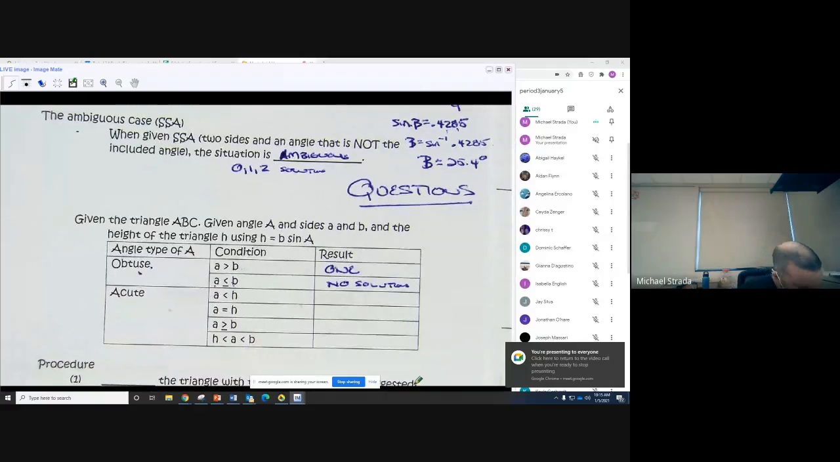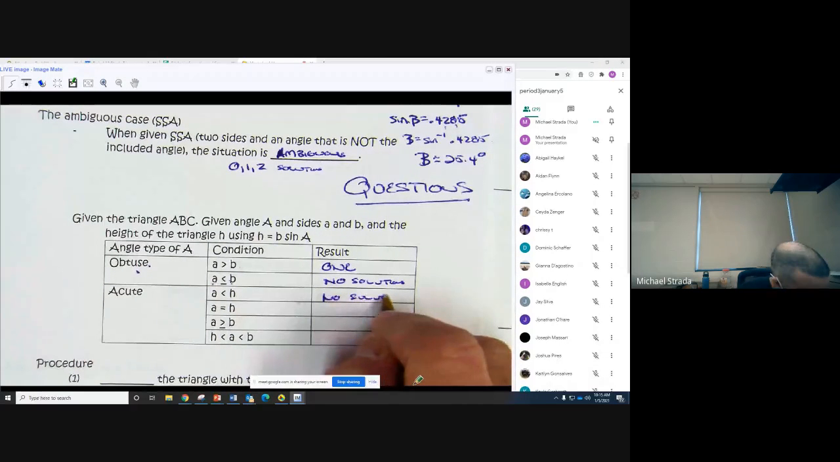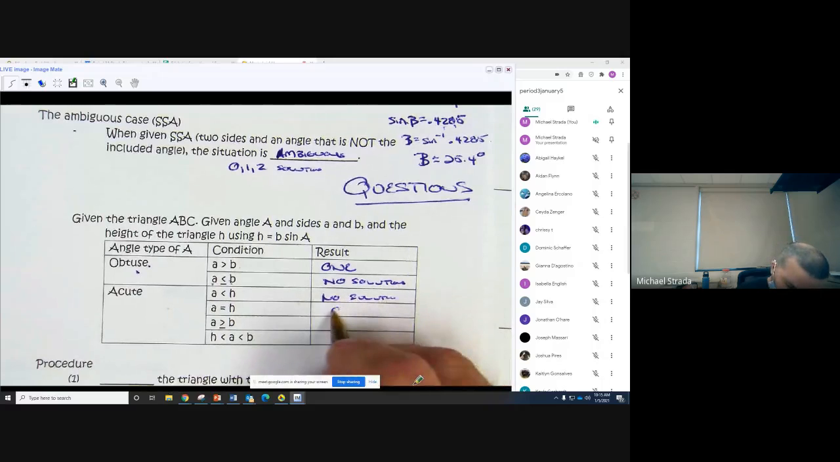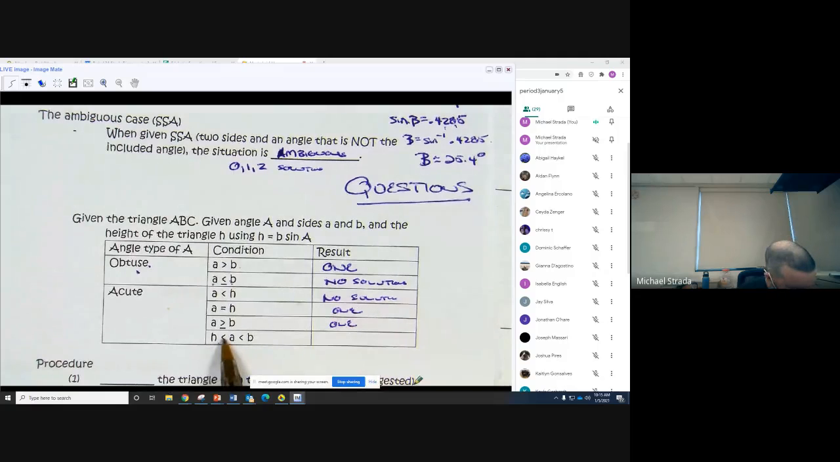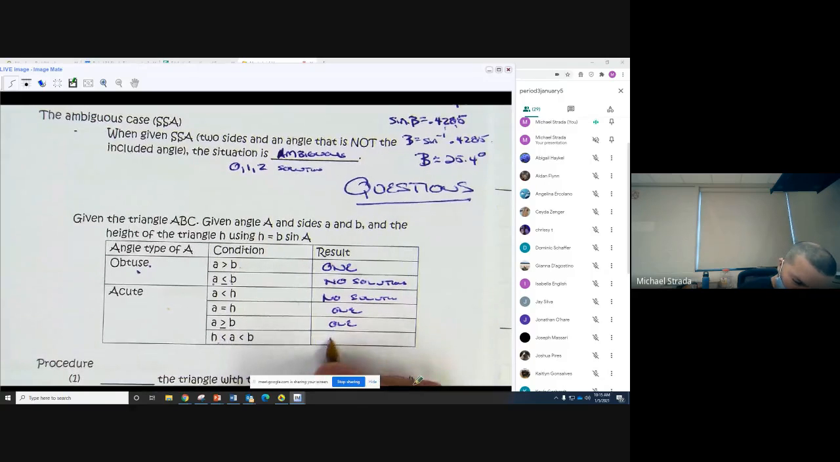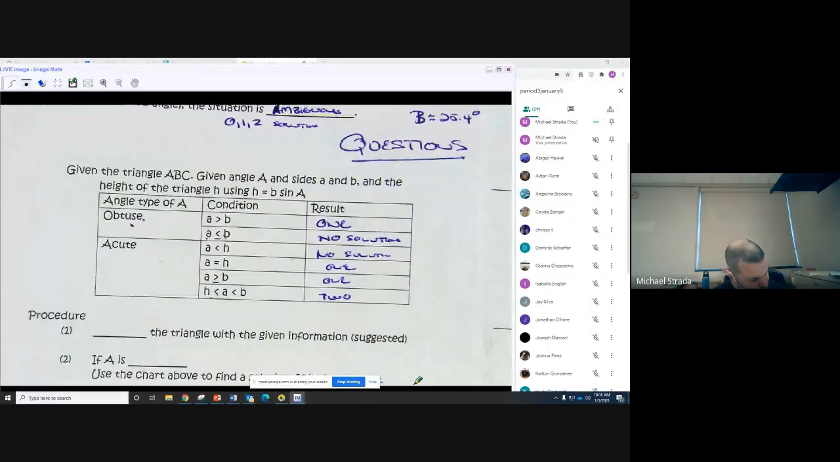It's acute. If A is less than H, we have no solution. If A is equal to H, we have one solution. If A is greater than or equal to B, we also have one solution. And if H is less than A, and A is less than B, we have what are considered two solutions. H is the height of the triangle.